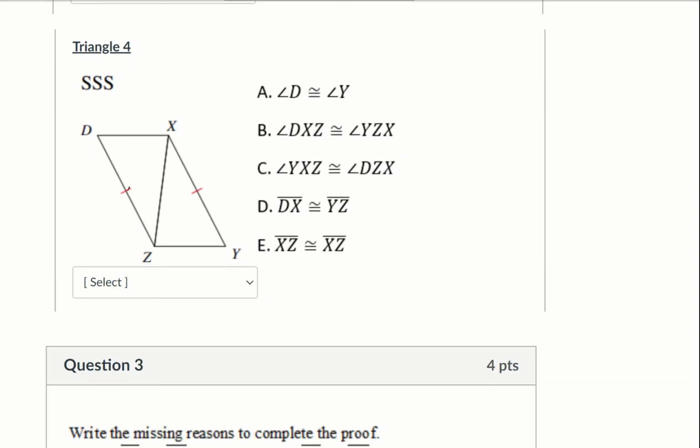Triangle 4, we have this side is congruent to this side. We have the reflexive property of congruence, that this side that they share is congruent to itself, and so that counts as a side. And then we need another side, right? So we need to know that this third side is congruent to that third side. So DX is congruent to YZ.